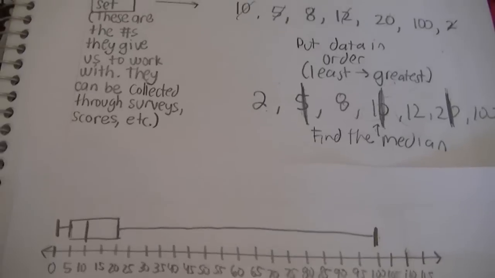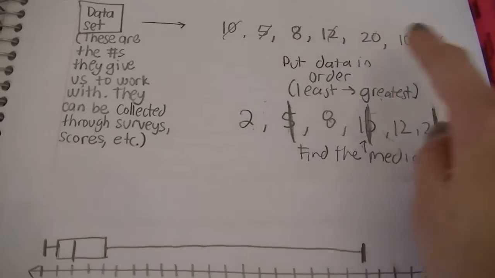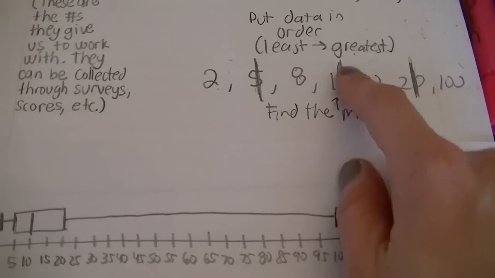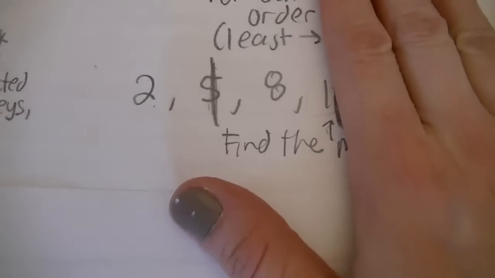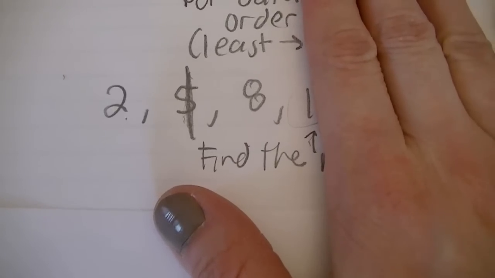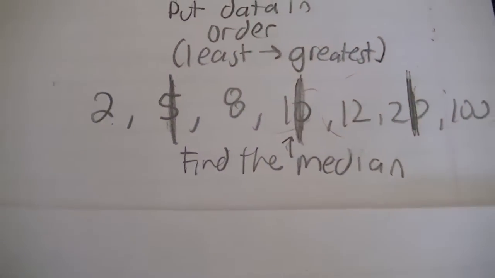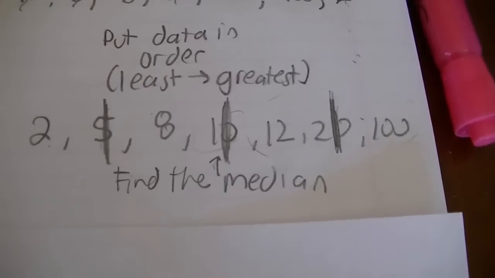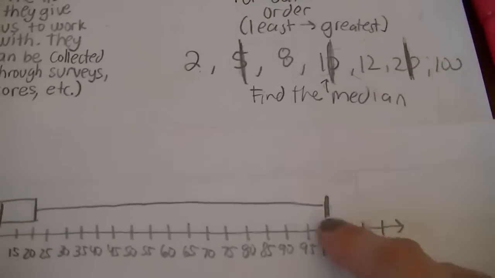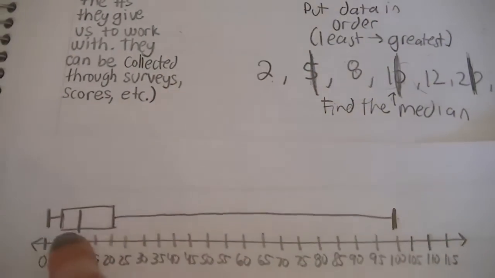So that was how we created a box and whisker plot. They give you the data, you put the data in order from least to greatest, you find the median, then you find the lower quartile, which is the median of the lower half of the data, and then you find the upper quartile, which is the median of the upper half of the data, and then these two guys at the end are the upper extreme and the lower extreme.